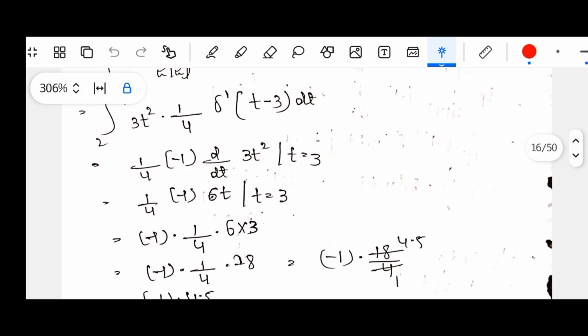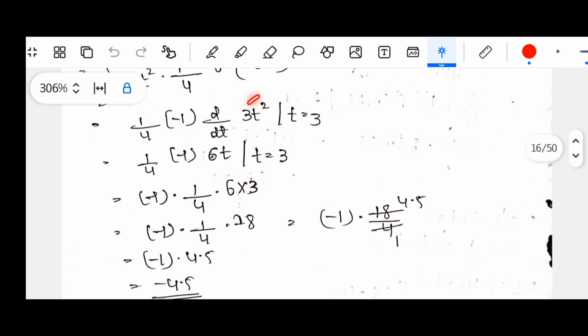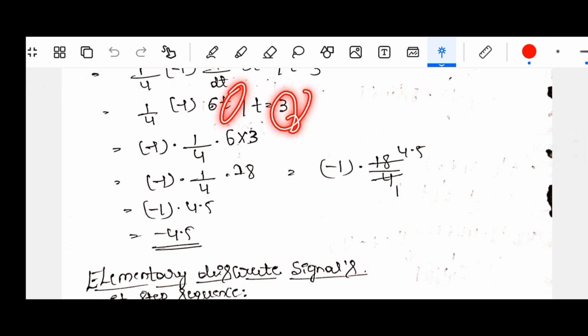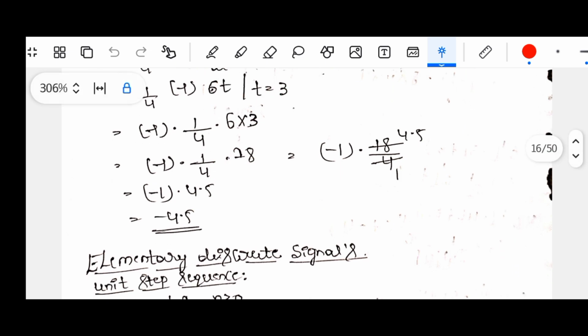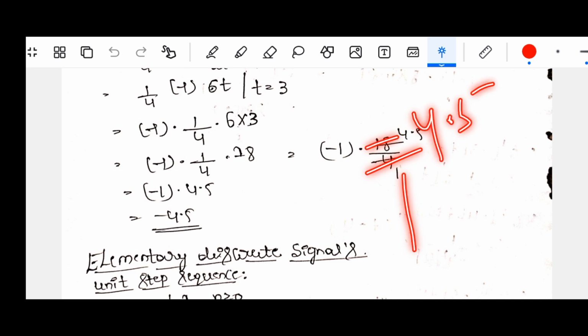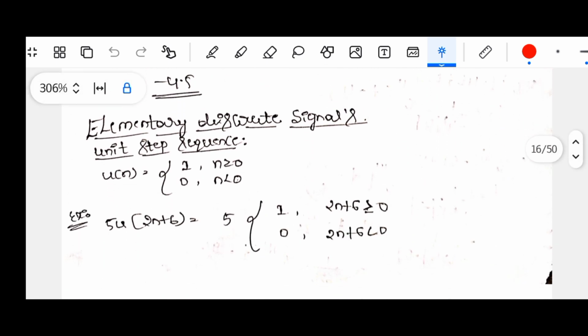1 divided by 4 into minus 1 times the differentiation of 3t square at t is equal to 3. The differentiation of 3t square will be 6t, so we have 6t at t is equal to 3. Minus 1 into 1 by 4, take this t as 3. Therefore 6 into 3 will be 18. Then 18 divided by 4 we will get 4.5. Therefore the answer will be minus 4.5.